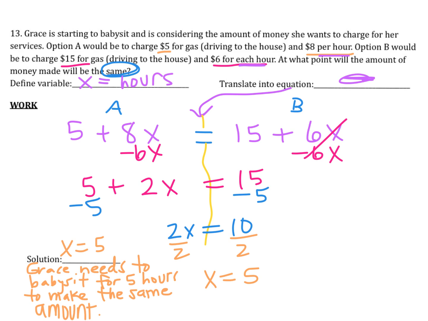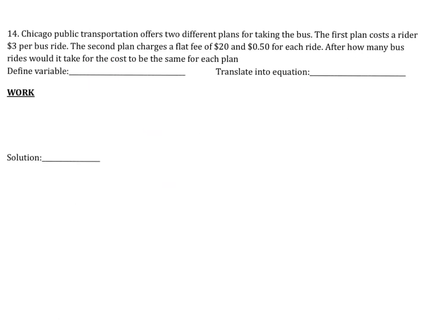Okay, so what that means, I guess she would think, like, if she's going to babysit more than 5 hours, then she has to figure out which plan is going to cost her the most. But they both would make the same amount at 5 hours of work.